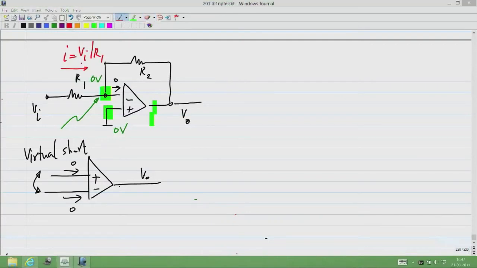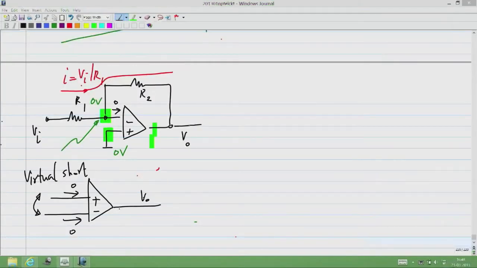Okay. Now, this current can go either into the op amp or into R2. Now, we know that no current goes into the op amp. Okay, so it will go into R2. Now, what is the voltage drop across R2 in this polarity? So let me mark that here. What is that voltage across R2?